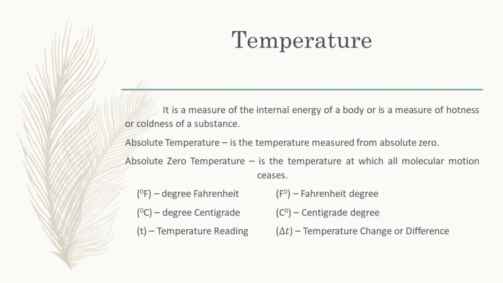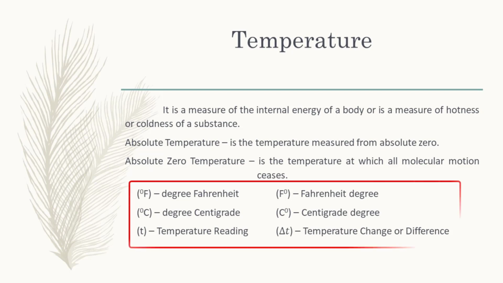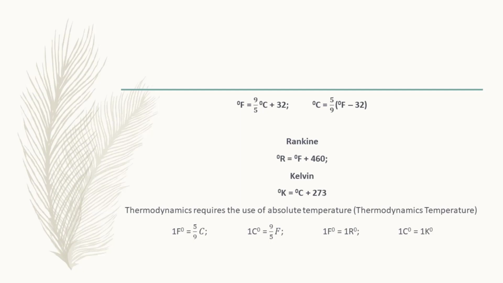Temperature. It is a measure of the internal energy of a body, or is a measure of hotness or coldness of a substance. Absolute temperature. It is the temperature measured from absolute zero. Absolute zero temperature. It is the temperature at which all molecular motion ceases. These are the symbols of the different unit of temperature and the formulas.